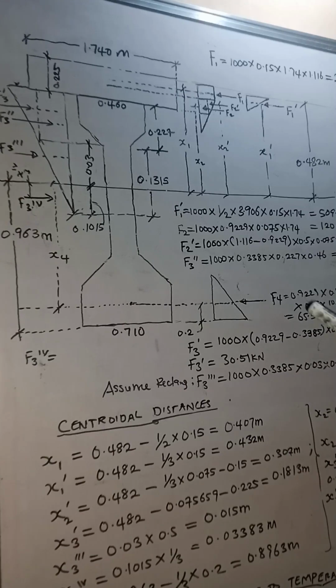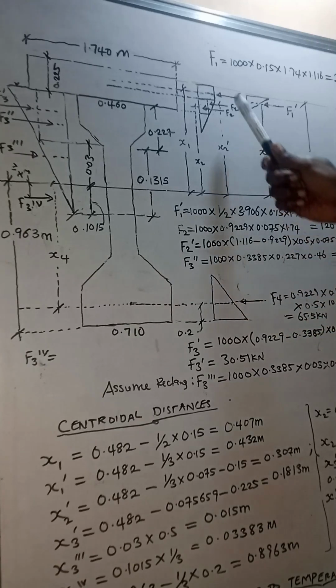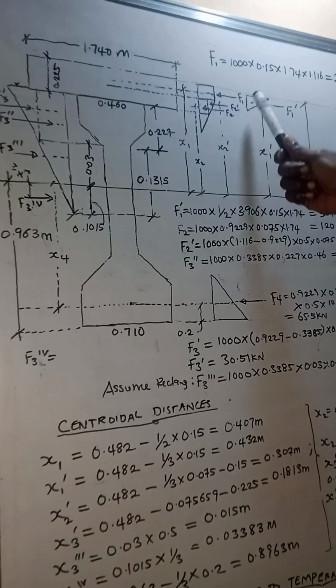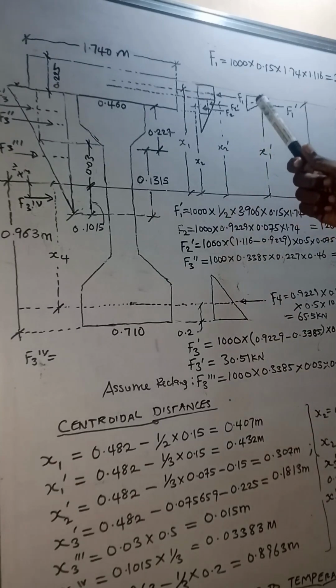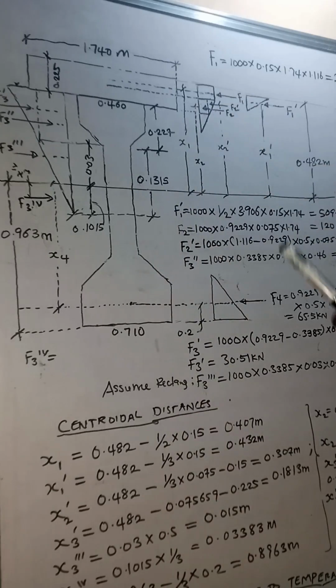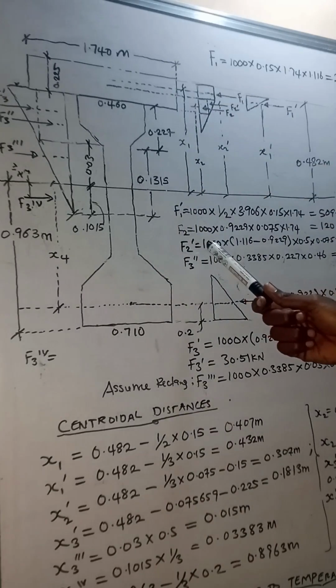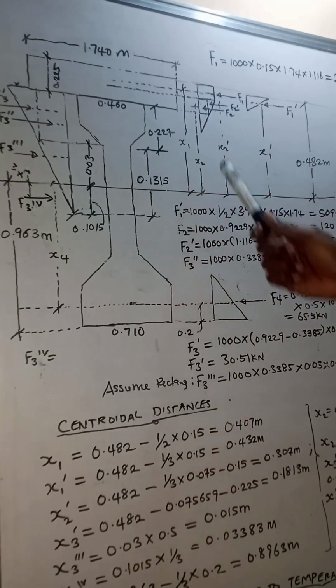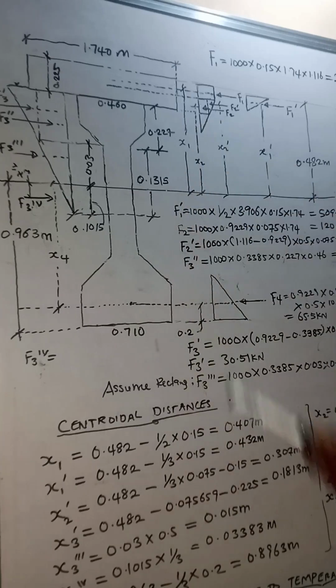So what we just need to do is to calculate the various forces. I call it F1. This one is a triangular load, so you know what to do to calculate this. Just go ahead. This one is a rectangular load, which I call our F1. All right. F2 prime is a triangular load. F2 is a rectangular load.